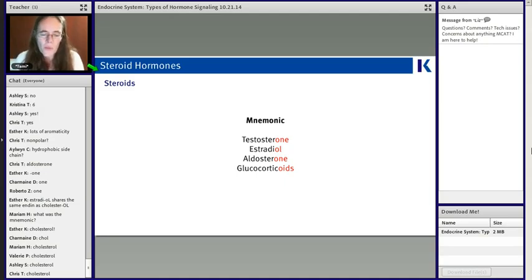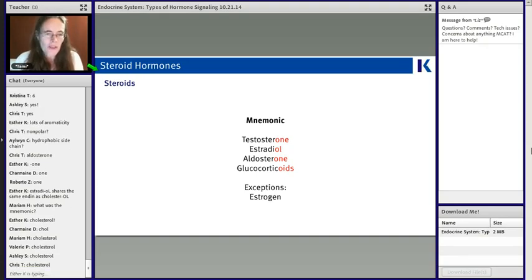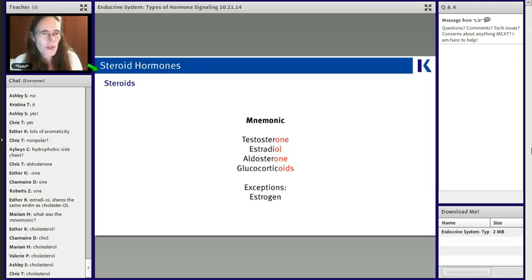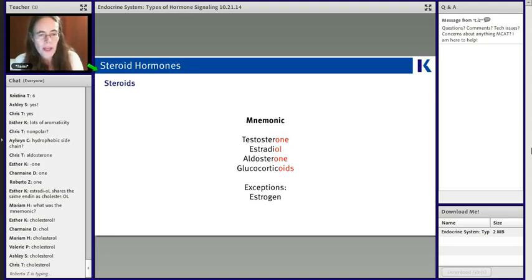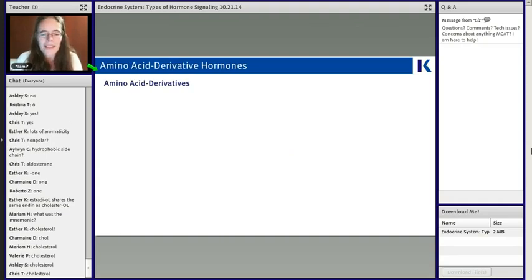Now, the weird exception here is estrogen, but we all know estrogen is one of our major steroid hormones in our bodies, especially in females. Okay, and we know that the precursor to that is estradiol. Okay, so we've got these. We can do these. Now, that's two types of hormones. Those are the two major types of hormones that we need to know off the top of our head. Our third type are less common, but still very, very important. And these are going to be our amino acid derivatives.